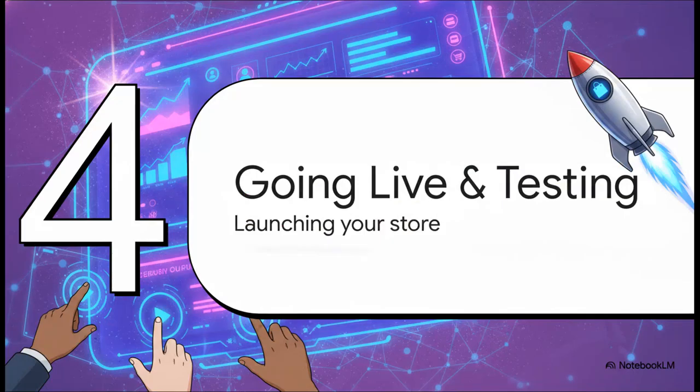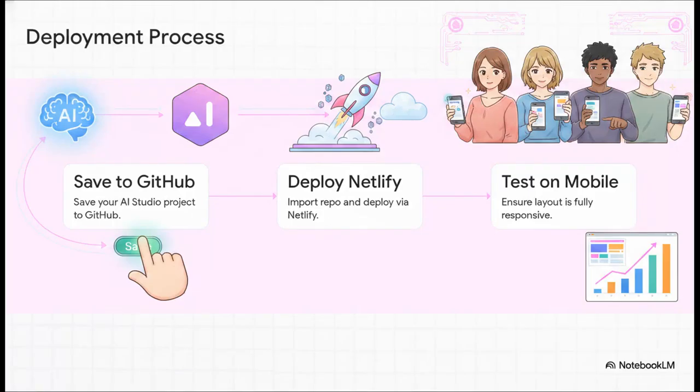Section 4. Going live and testing. It's time to launch this store to the public. The deployment process is wonderfully straightforward. Inside Google AI Studio, there's literally a button to save your project directly to GitHub. Once your code is safely stored there, you open Netlify, import that GitHub repository, and click Deploy. Within seconds, your site is live with a fully shareable URL.